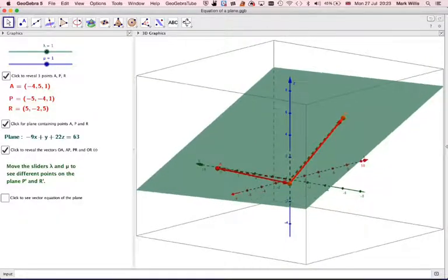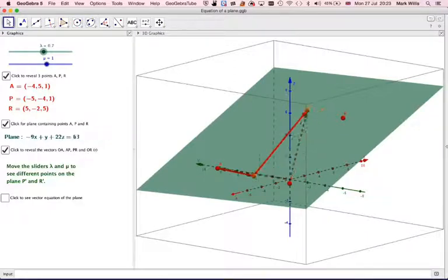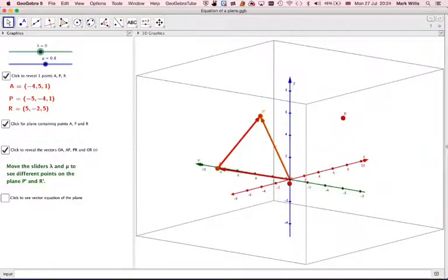Now, if I move lambda, you can see that the point R, this is the original point R, but this is now a general point, which is R dashed. It moves around in the plane everywhere. This point's always in the plane. And I can move the other one as well, which will move the other point around for different values, and I'm going to get every point in the plane. And I can even make them negative.